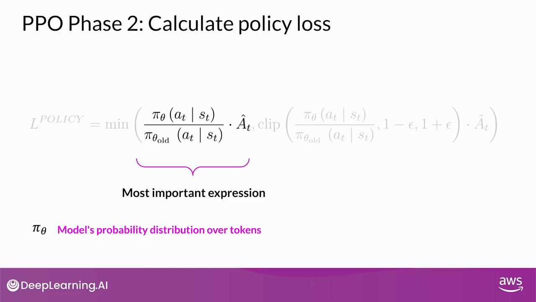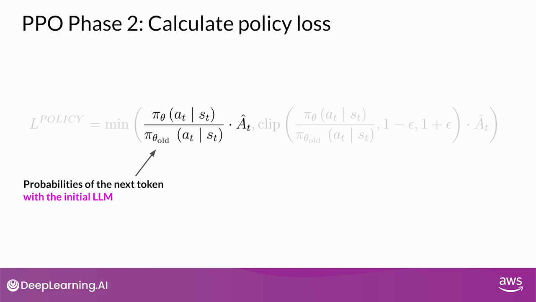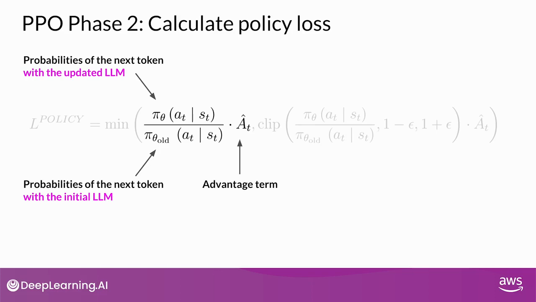The action a sub t is the next token and the state s sub t is the completed prompt up to the token t. The denominator is the probability of the next token with the initial version of the LLM, which is frozen. The numerator is the probabilities of the next token through the updated LLM, which we can change for a better reward.